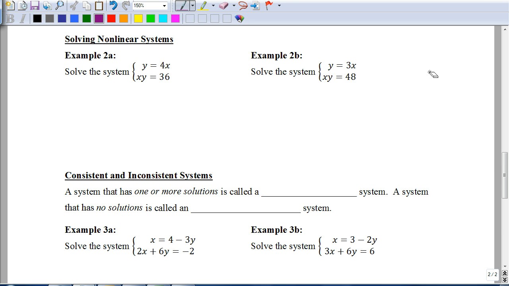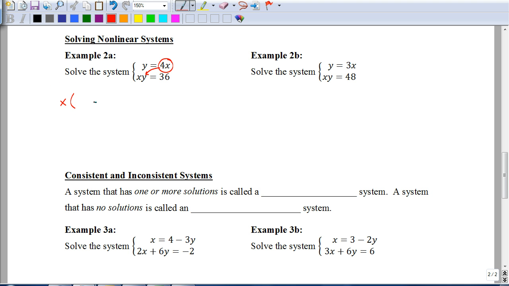Well, in the second part of this lesson, we're going to be looking at some unique situations. One of those unique situations is when we have more than one solution. So let's look at this first example. Here we have y equals 4x. I'm going to substitute my value for 4x in for y in the other equation.